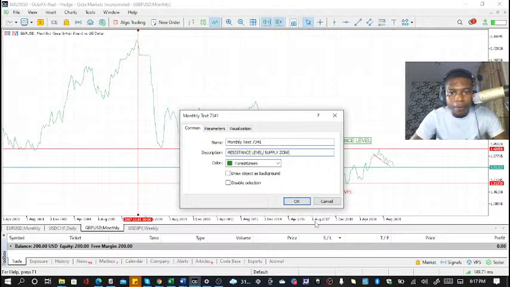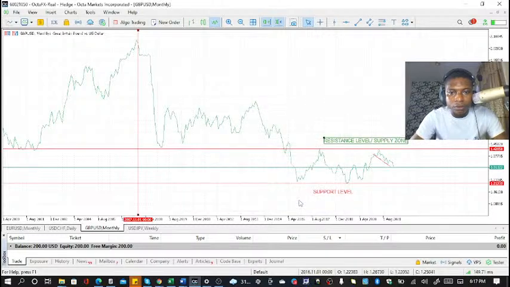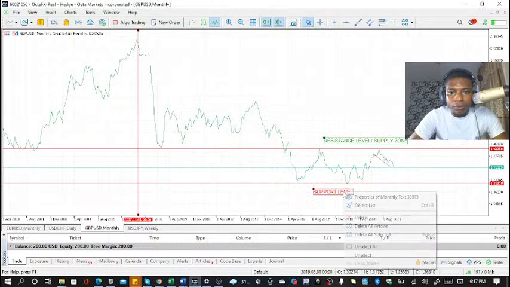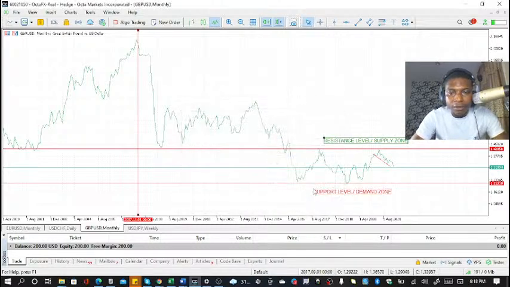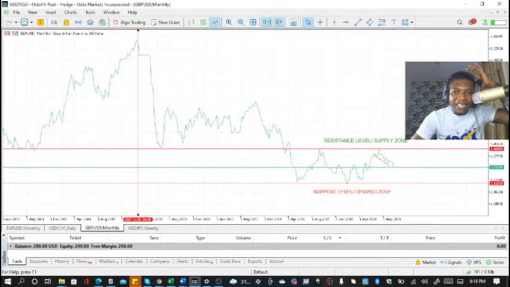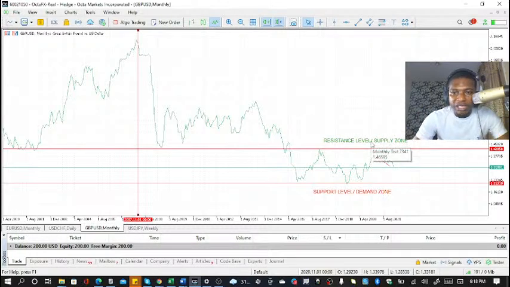All right. The supply zone. Then the support level is the demand zone. Okay, all right, please pay attention. What I'm doing here is very, very critical. You get? It's very, very critical. So you have to pay attention. This is an opportunity for you to learn hands-on.